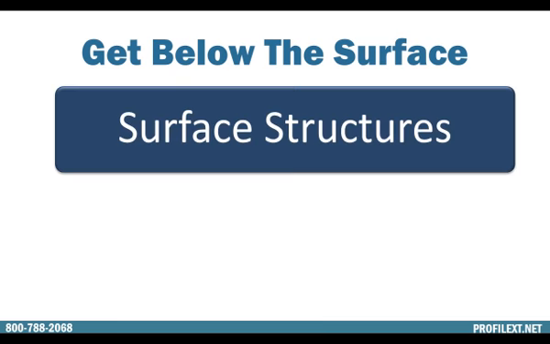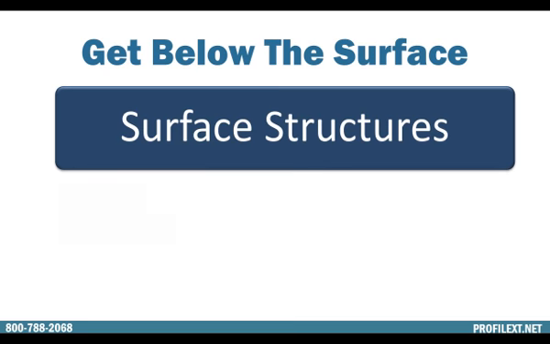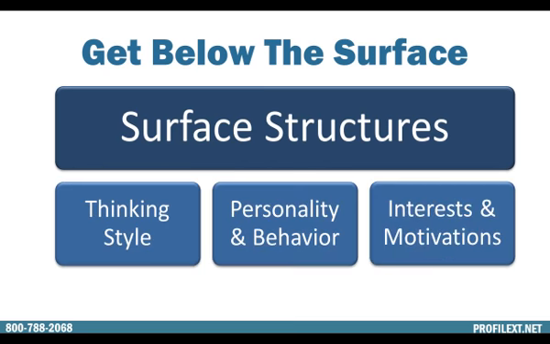People are made up of two levels of structures. The top level is what we call the surface structures, and that's things that you can easily see, easily research, easily find out about. Things like work experience, degrees and certifications, competencies. But hidden below the surface is who the real person is. Things like their thinking style, their personality and behavior, their interests and motivations.